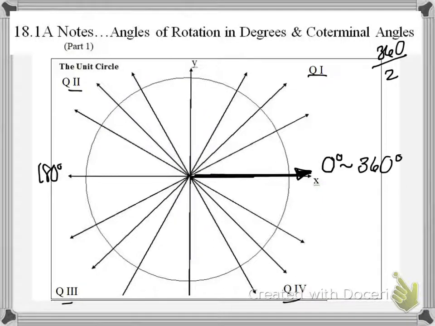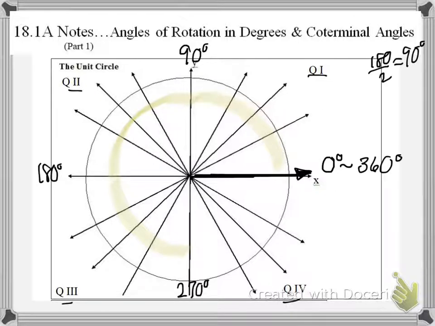If I took 180 degrees and divided by 2, I'd have 90 degrees. So up here, 90 degrees. If I go around my circle, I can say 90 degrees plus 90 degrees is 180, plus another 90 degrees is 270 degrees, plus another 90 degrees takes me back to 360 degrees.